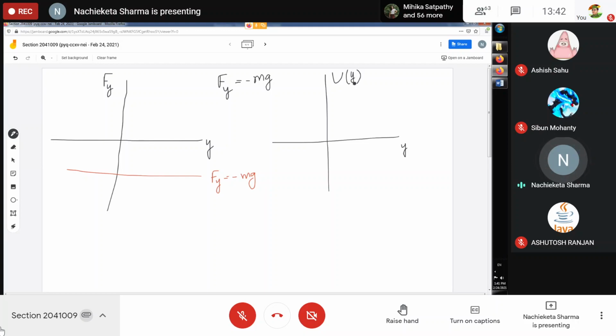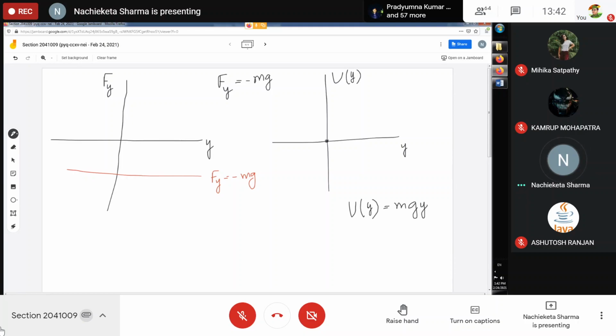What is the value of my potential energy? Anybody? Gravitational potential energy, what is its value? Minus mg. No, minus is not there. It is plus. Uy is equal to mgy. Now your potential energy depends upon y. When y is equal to 0, your potential energy is 0. When y is positive, your potential energy is positive. And it is linear, like a straight line, y is equal to mx form. It doesn't have any intercept, so it will pass through the origin.